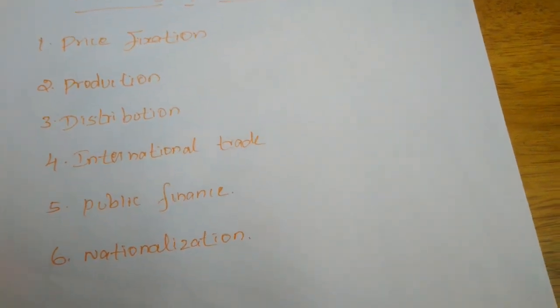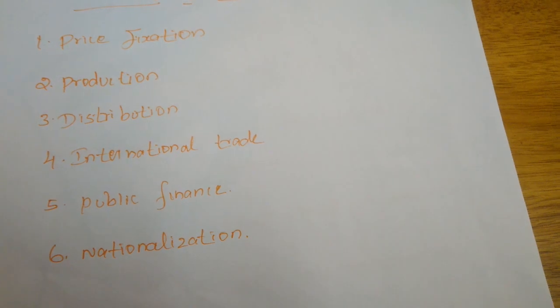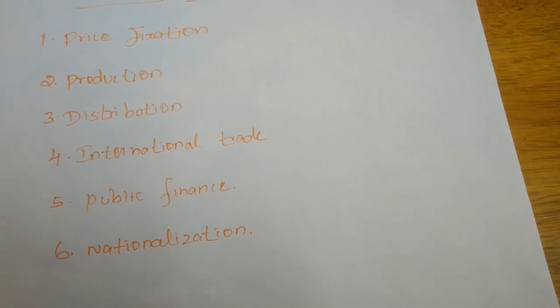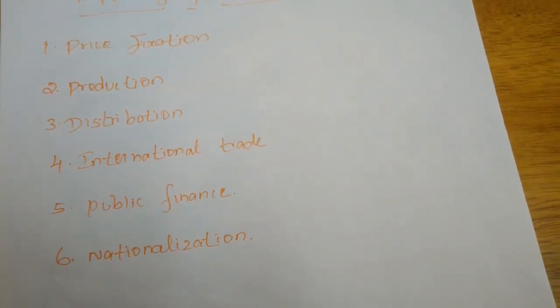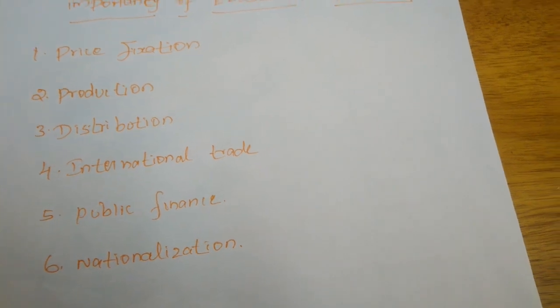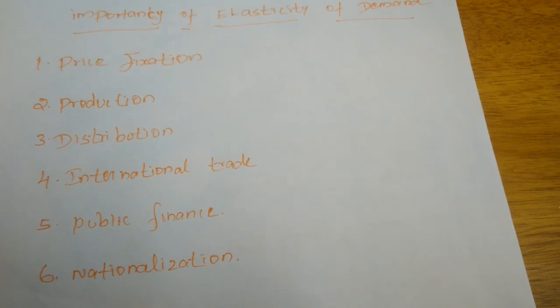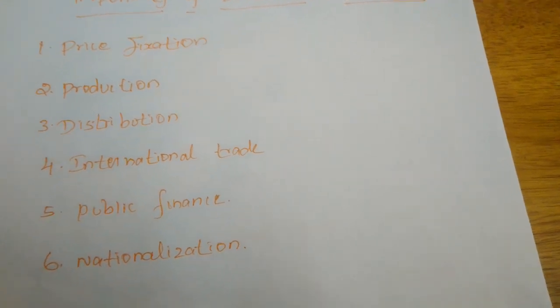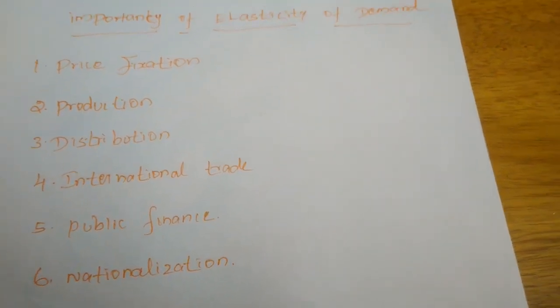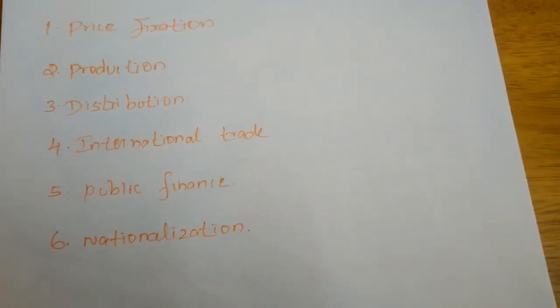When governments impose a higher tax on commodities which have more elasticity of demand, they will get some additional profit or additional income. So public finance also is decided by the elasticity of demand.